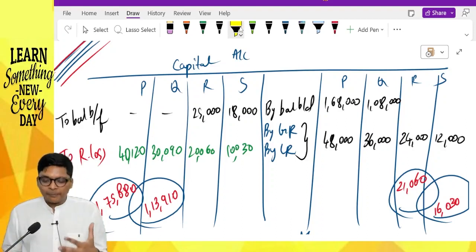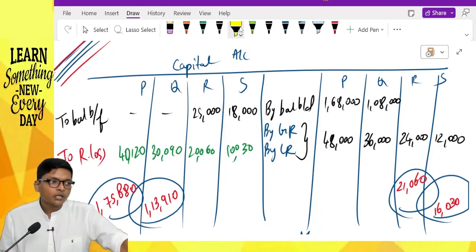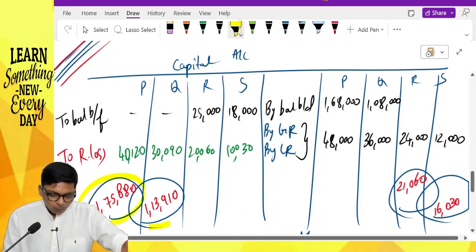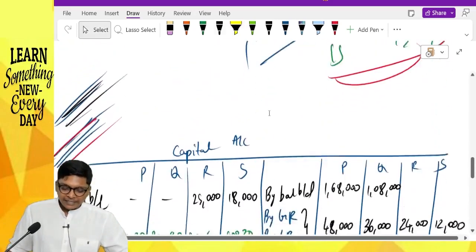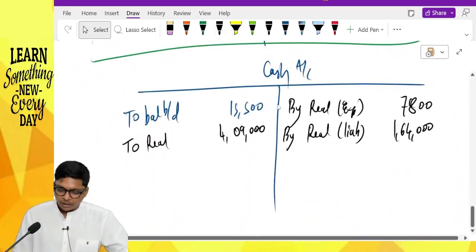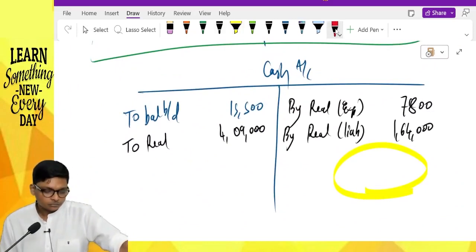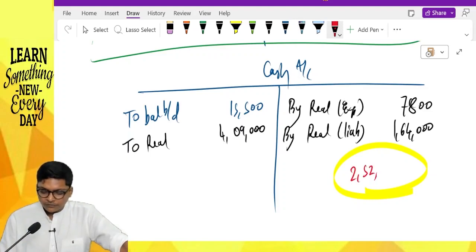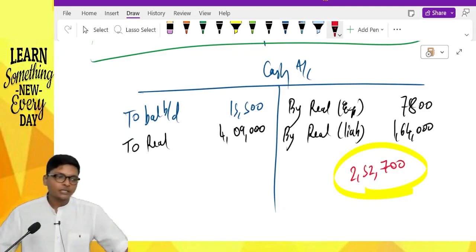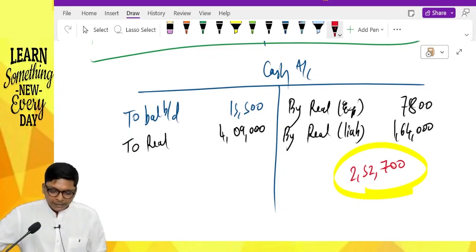On a normal interpretation of reading the capital account here, what are you understanding? P and Q should be paid 1,75,880 and 1,13,910. R and S should be bringing in 21,060 and 16,030. Roughly, can you close the cash account and tell me how much is left? Roughly. 2,52,000. Correct. Roughly. Did I post everything? In cash, just check.